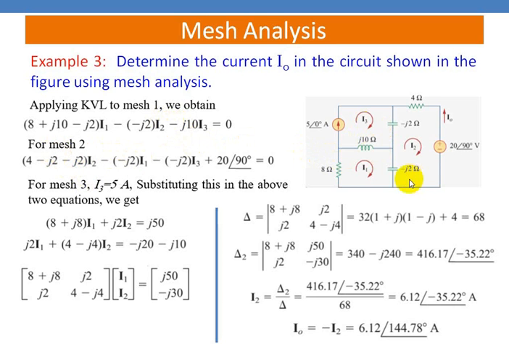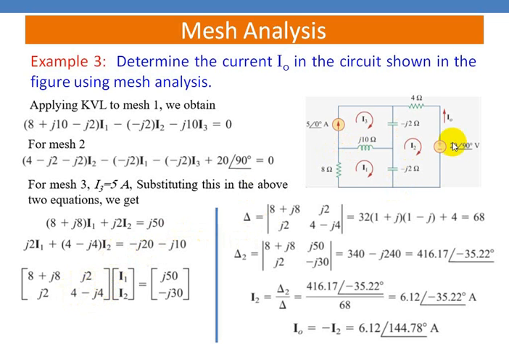Similarly for mesh 2, for I2 you have to add all the resistance and reactance in this, that is 4 minus J2 minus J2. So you will get 4 minus J4. So this is the sum of all the resistances and reactances in the second mesh.